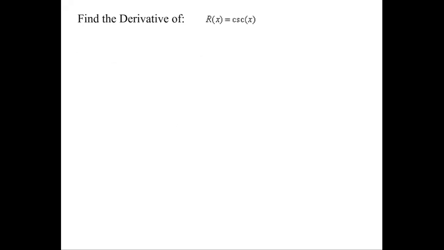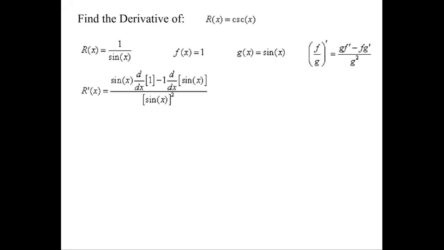Let's find some more. Find the derivative of cosecant of x. Okay, so remembering that the reciprocal of sine is cosecant, and the reciprocal of cosecant is 1 over sine, we can rewrite this expression as r of x equals 1 over sine of x. Here we let f of x be equal to 1 and g of x be equal to sine of x. Using the quotient rule, we have that the derivative of r of x is going to be equal to sine of x times the derivative of 1 minus 1 times the derivative of sine of x, all over sine of x squared. Applying appropriate derivatives and simplifying the expression gives us the following.